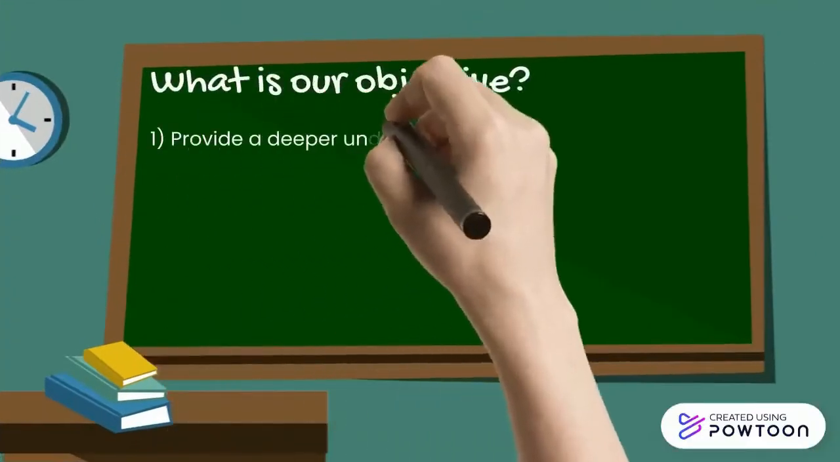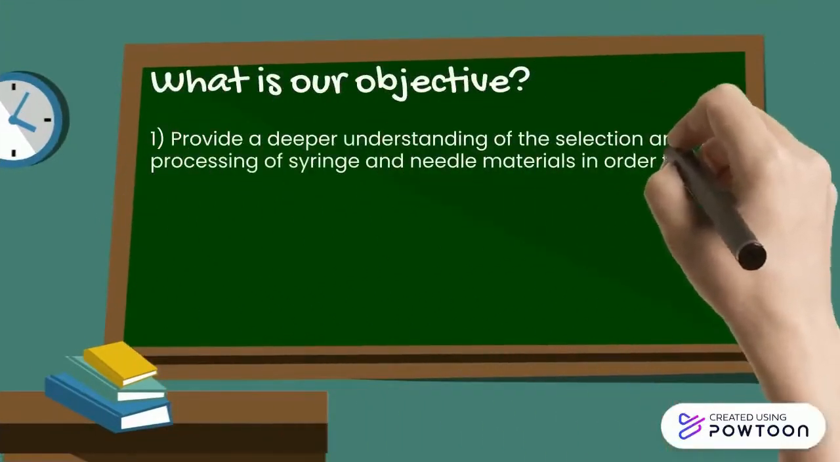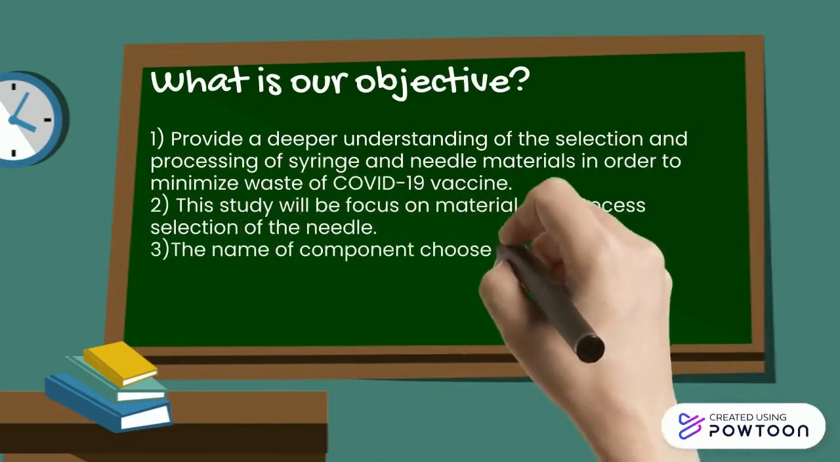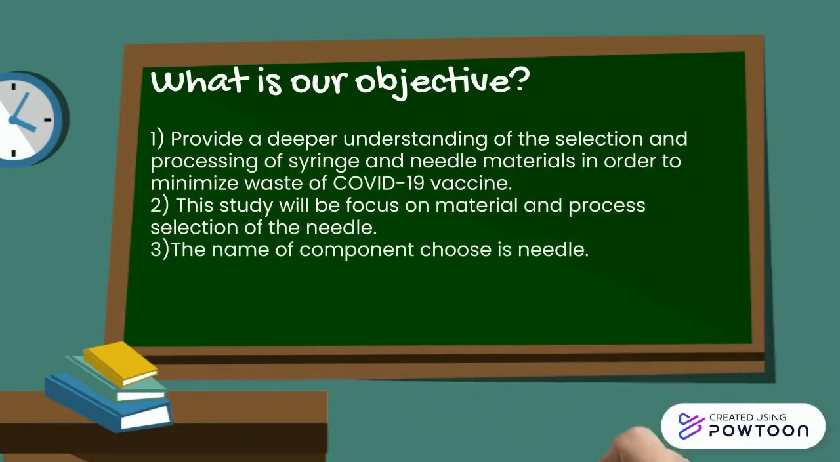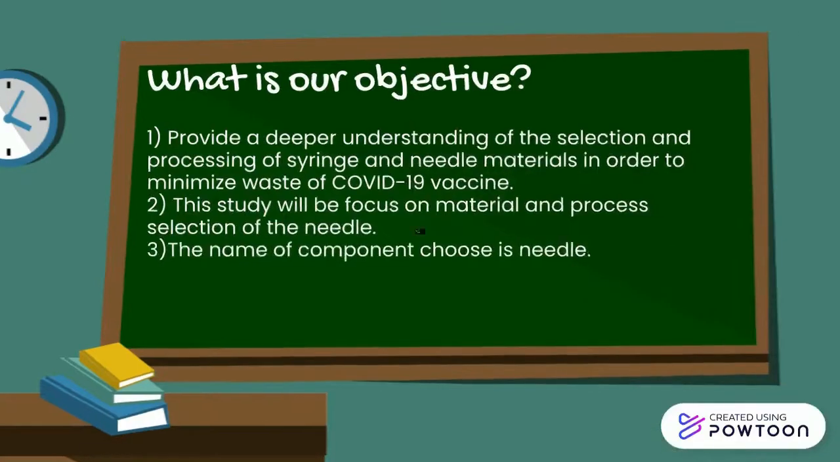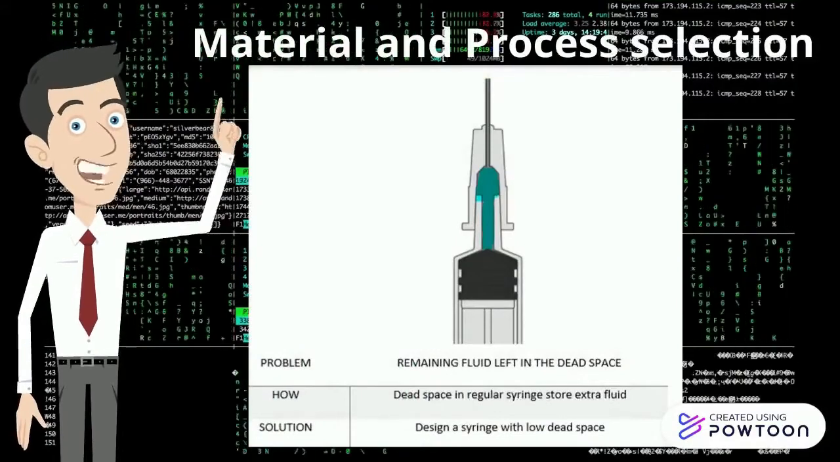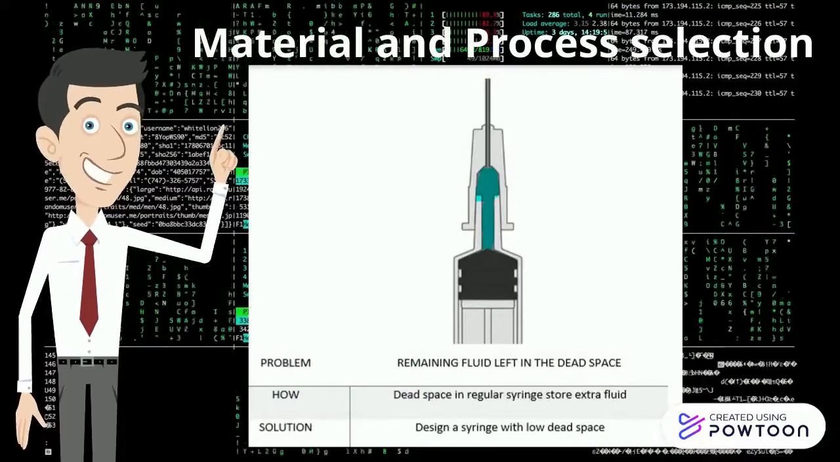Our objective is to provide a deeper understanding of the selection and processing of syringe and needle materials in order to minimize waste of COVID-19 vaccine. Using the CES EduPack software and materials properties charts and data, the ideas are applied to process and material choices of the needle for the syringe. The main concern in this study is to select the best material by using the material selection process.